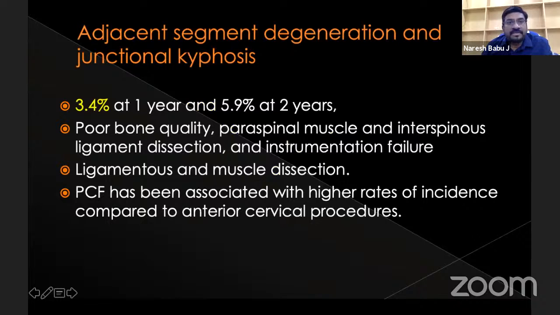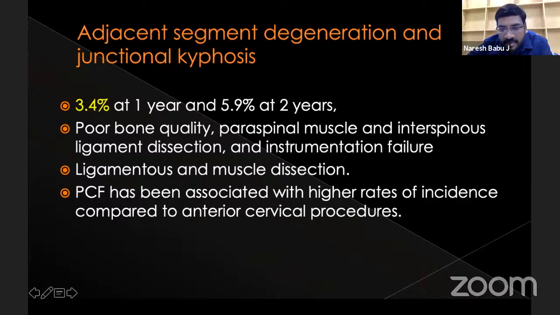Adjacent segment degeneration in cervical posterior fusions: its reported incidence is 3.4% per year and 5.9% at 2 years. This could result from poor bone quality, paraspinal musculature or ligamentous dissection, or instrumentation failure. Though ligamentous integrity and the muscle dissection have been proposed as one of the main reasons for adjacent segment degeneration.